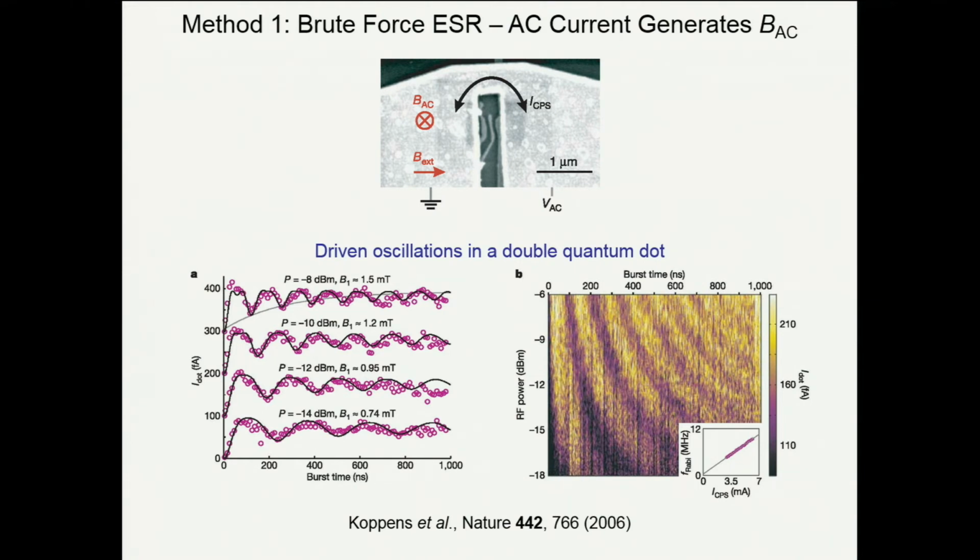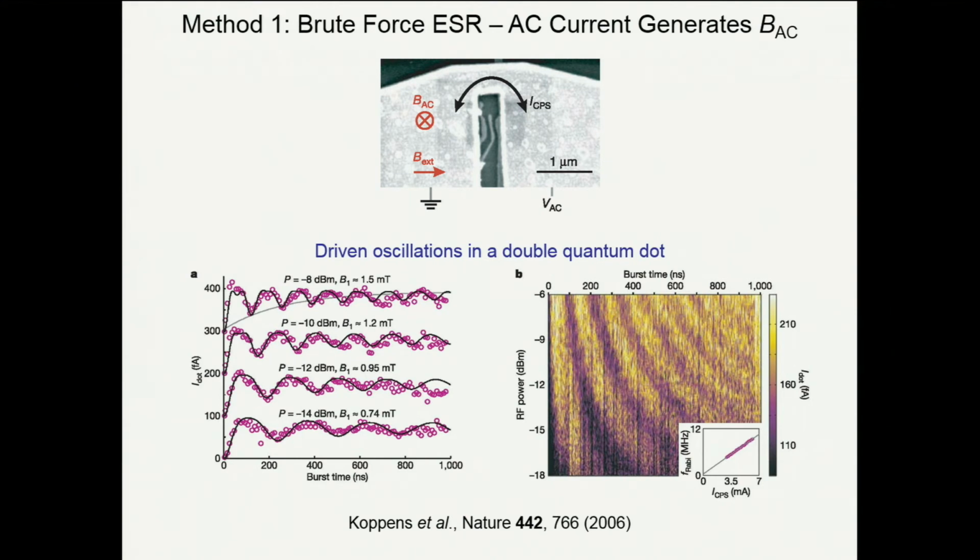Another question for you. How could this be a problem in terms of scaling up? What kind of current do you need to generate a millitesla? Anyone know? Back of the envelope, I think the answer is here. So this is a few milliamps of current. That's fine at room temperature, but at 8 millikelvin, it's a problem, right? Because you don't have a lot of cooling power.